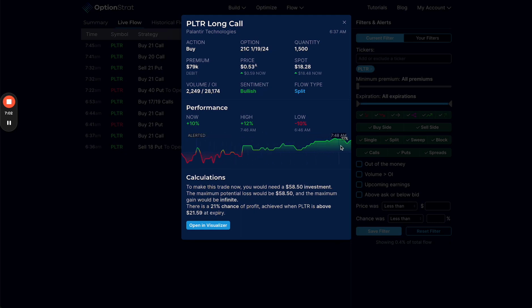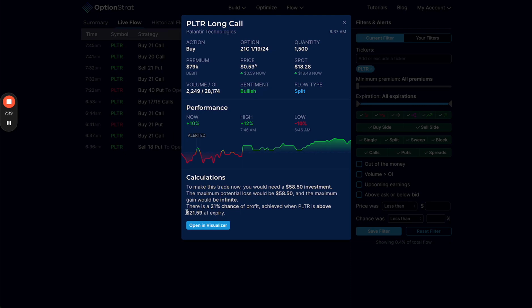And here's a general chart of that position. What's pretty cool is it shows me right here that to make this trade, I'd need to make a $58 investment. My maximum potential loss would be $58. The maximum gain is infinite because, of course, there is no upside cap if we just own the long call. It currently has a 21% chance of profit, but obviously there are a lot of people out there who are more bullish about this trade, hence the strong flow.